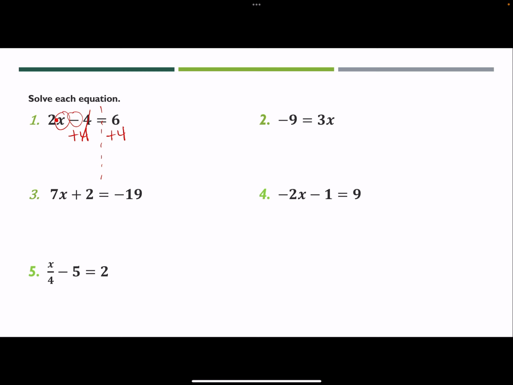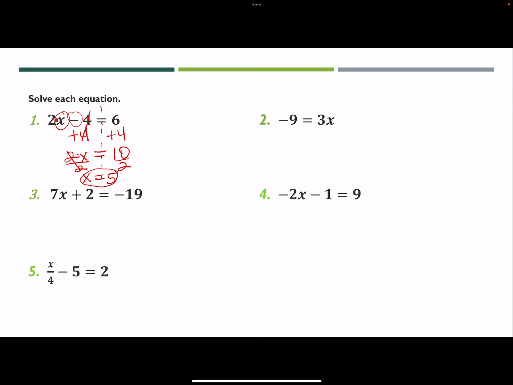Negative 4 plus 4 cancel out, and I have 2x equals, and then I have 6 plus 4 on the right-hand side, and so 6 plus 4 equals 10. Now I have 2x equals 10. Again, remember, 2x means 2 times x. The opposite or inverse operation of multiplying by 2 is dividing by 2. So we're going to divide both sides by 2. 2 divided by 2 is 1. So we just have 1x or just x. And then 10 divided by 2 is 5. And remember, my answer is always going to be in the form like x equals a number, or a equals a number, or whatever the variable is.